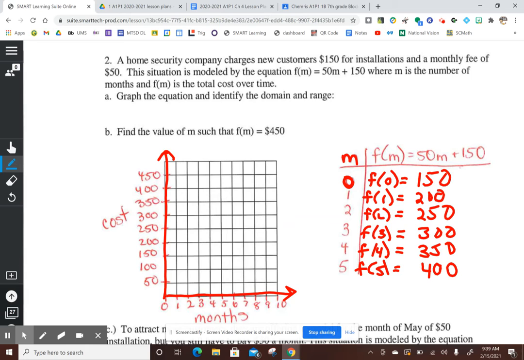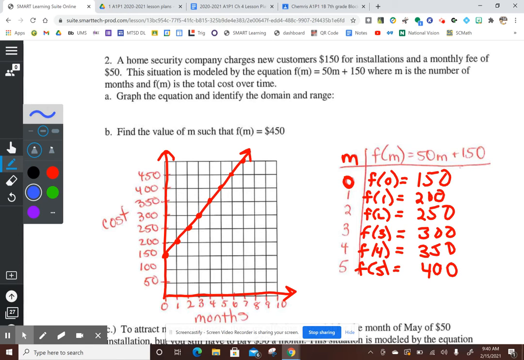And 0, 150, 1, 200, and I put my line. And it asks me to identify the domain and range. So remember, you either look at the graph or you look at the chart. We're going to look first at the chart.